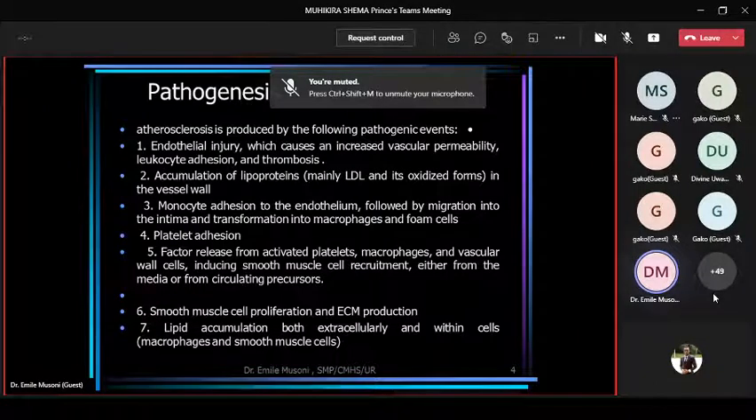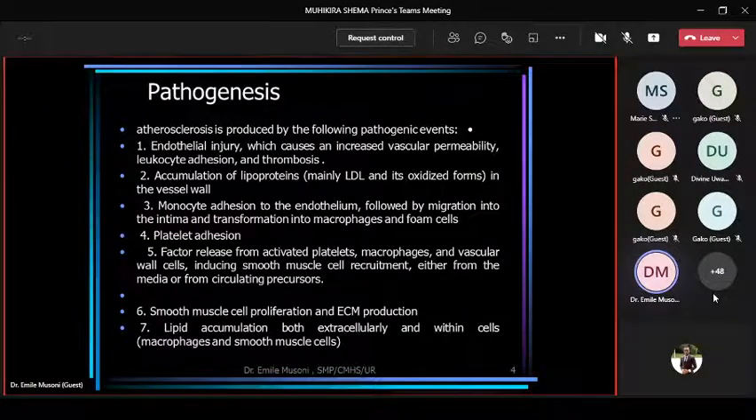Let us see the pathogenesis. Atherosclerosis is produced by the following pathogenic events. First of all, there is endothelial injury, if you still remember the histology of the blood vessel. Endothelial injury can cause increased vascular permeability, leukocyte adhesion, and thrombosis. Thrombosis, we are going to see them: that is the formation of the blood clot.